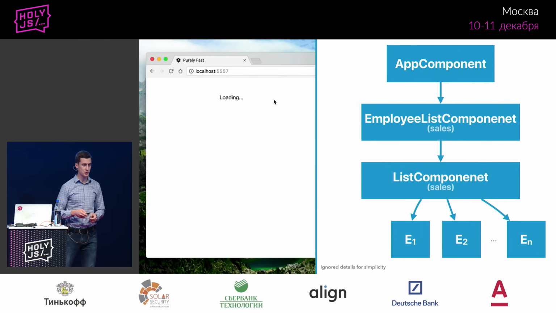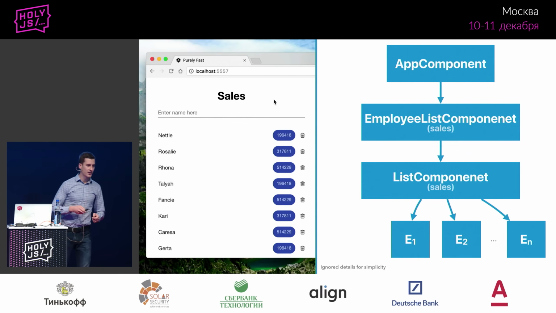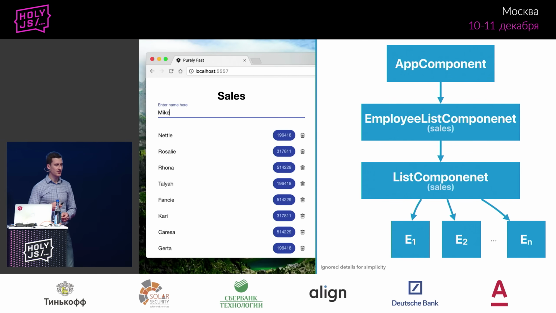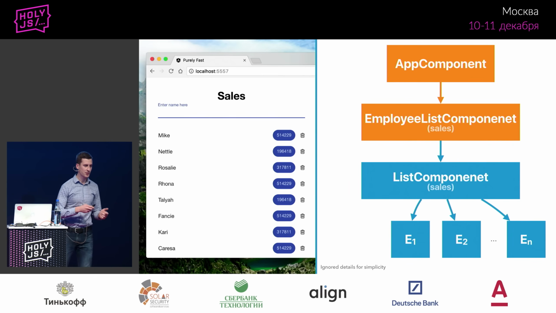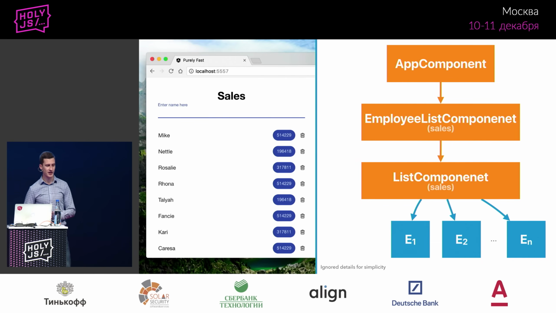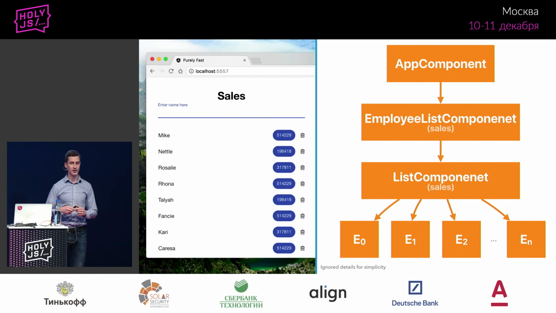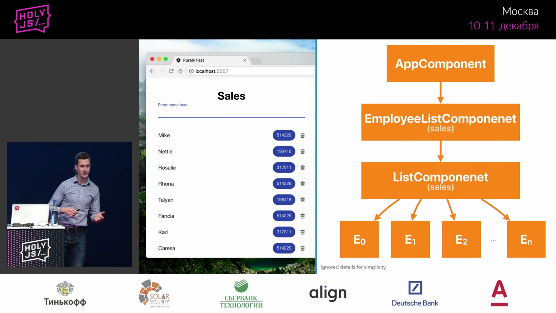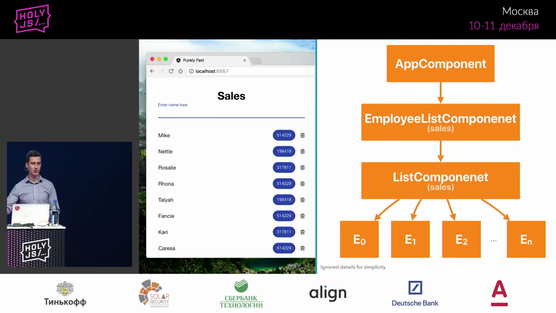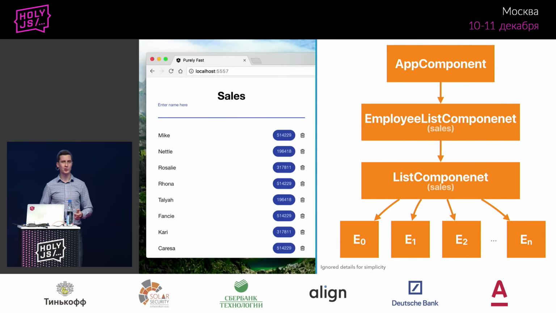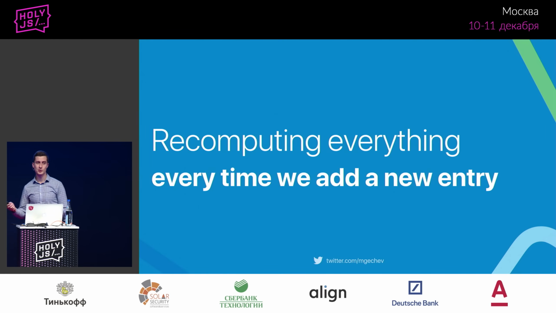So here is how this looks visually. We start typing something, which triggers the change detection in the app component and the employee list component. Right after that, we add this item into the list, which triggers the change detection in the list component, and also in its children. Although we have computed the numeric value for E1, E2, and so on until En, we're still recomputing it, although it's not necessary. In order to fix this additional recomputation, we can take a look at our function.